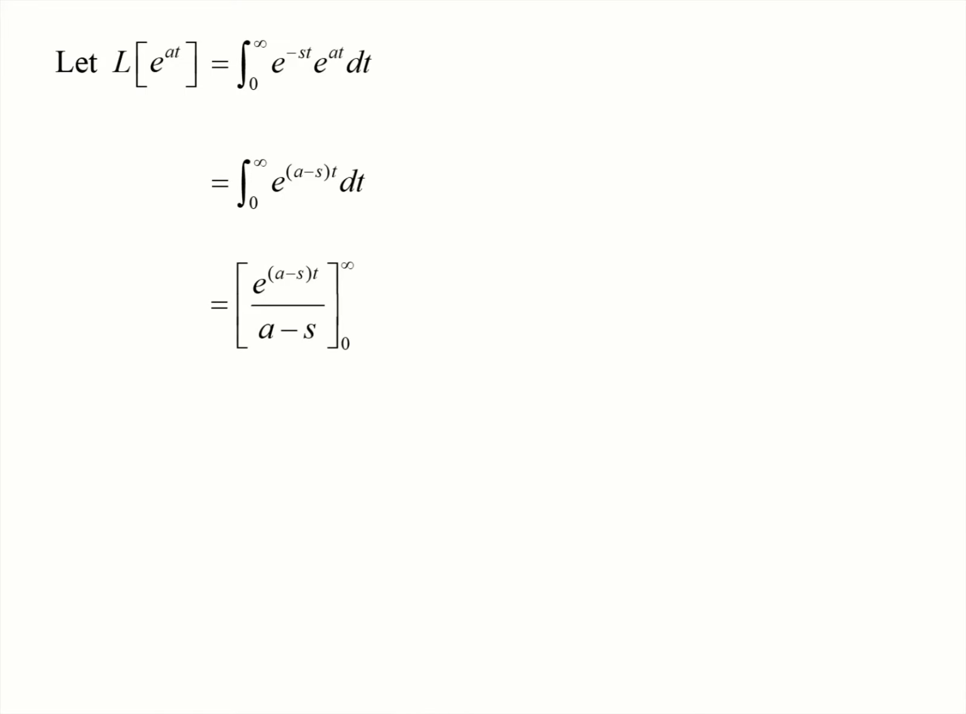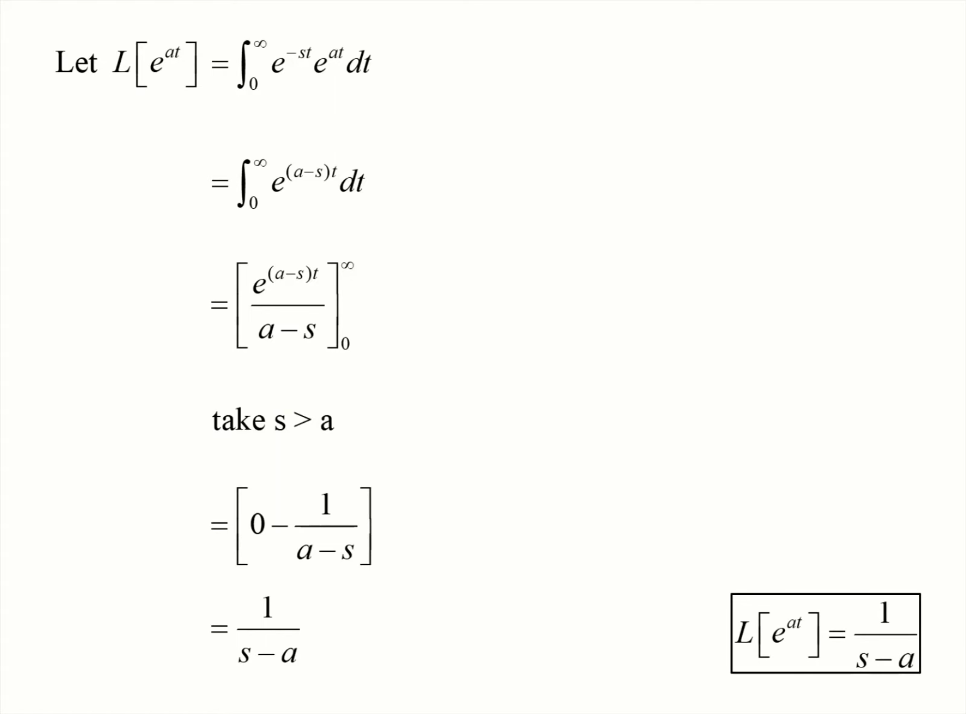You end up getting that when you take the antiderivative with an a minus s on the bottom. You put infinity in. You would hope that that thing would go to 0, and it will only go to 0 when s is greater than a. So you put infinity in, you get 0. You put 0 in for t, and you end up getting 1 on the top and a minus s on the bottom. So we distribute the negative on the bottom. We get 1 over s minus a. There is the rule for e to the at.